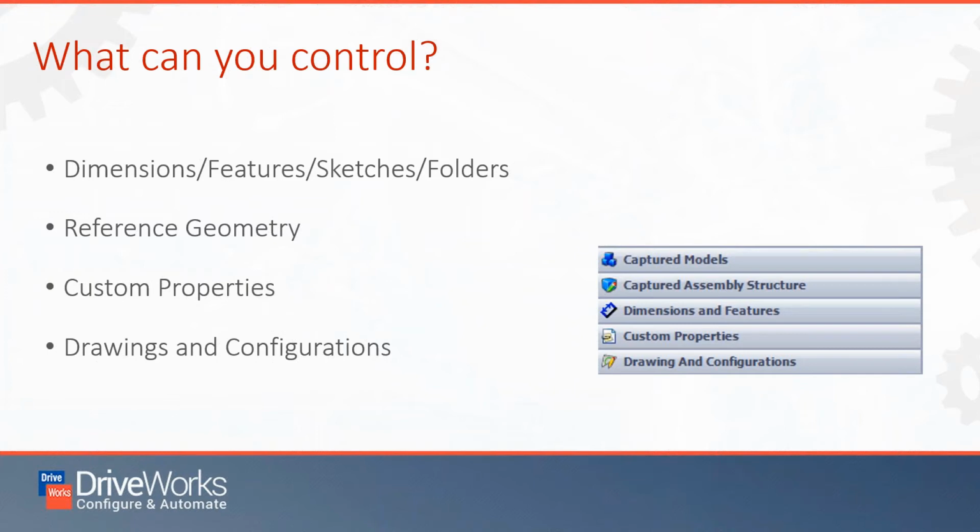And then with custom properties, we can actually write to custom properties. Where this is really beneficial is, let's say on my DriveWorks form, I enter a little bit of information about the customer. Well, all that information can then be translated over to custom properties in SOLIDWORKS, and then it will also be shown on the title block inside of a drawing. So really, just about everything that you would want to try and modify in your files can be controlled through DriveWorks.